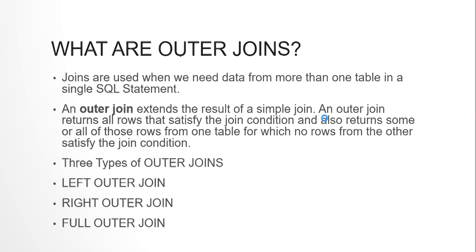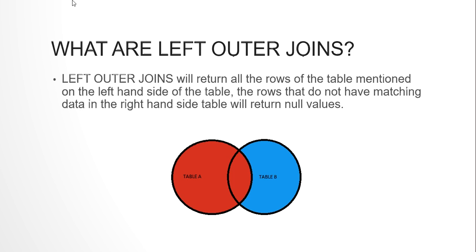Now what is a left outer join? As you can see in the diagram below, there is a table A and a table B. Normally a simple join would bring only the data in between, that is the matching data. But what a left outer join does is bring all the data from table A irrespective of the join condition, and it will also bring the common data, which is the join data from A and B both. So when we say left outer join, the left hand side table is the one we will be concentrating on, and we will be fetching all the data from that table.